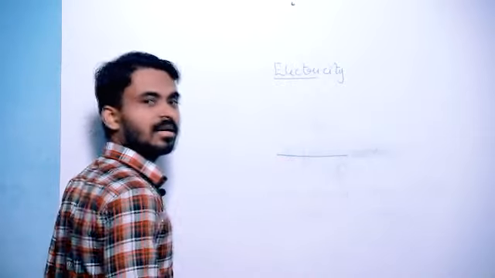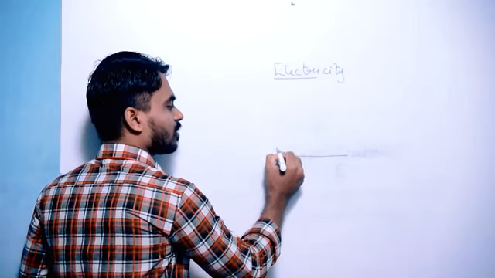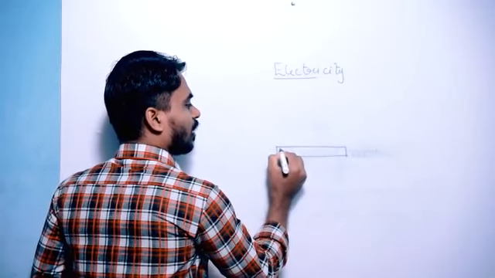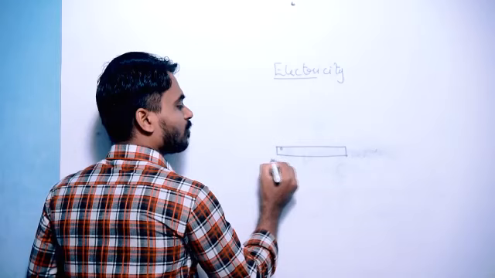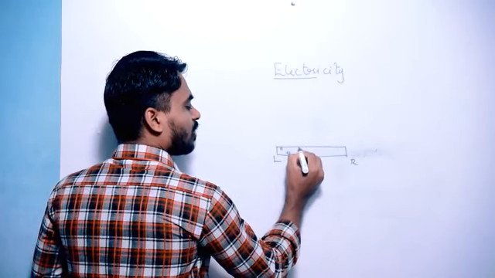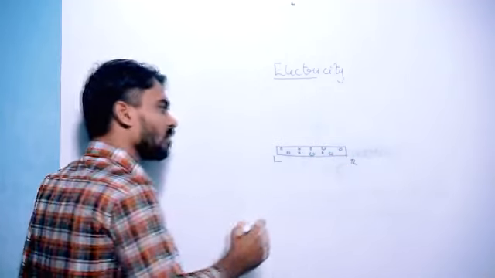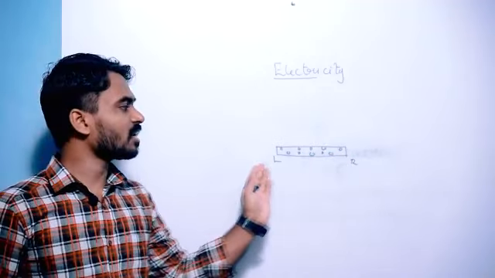again considering this conductor, and just imagine that electrons are flowing from left side to right side. Okay, electrons are flowing from left to right. Electrons are flowing from left side to right side.